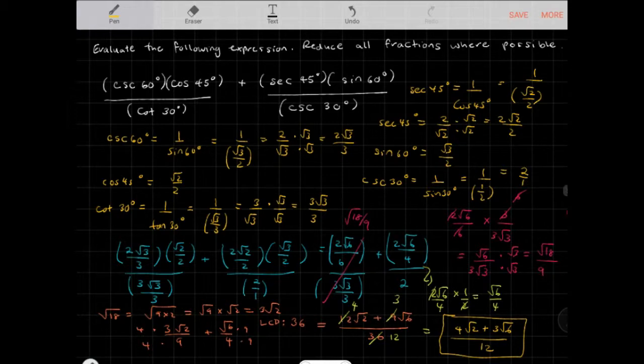So you can notice that this was pretty complicated as a question, but you can see if you do this step by step and you simplify this repeatedly, you can solve for this very difficult trigonometric expression. All right, so that's the idea really.